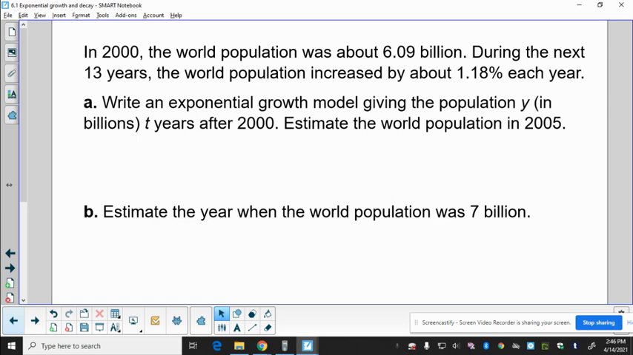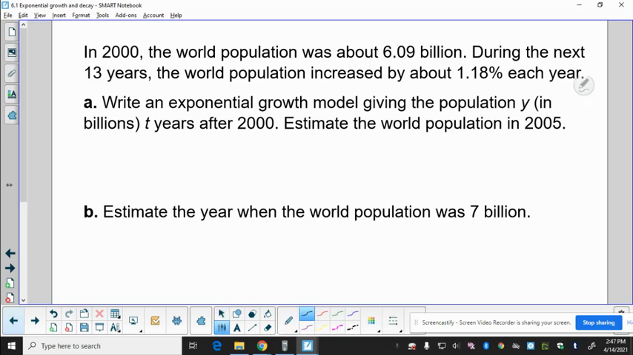Okay, in the year 2000, the world population was about 6.09 billion. During the next 13 years, the world population increased by about 1.18% each year. Part A, let's write an exponential growth model giving the population in billions for T years after the year 2000, and then estimate the world population in 2005. Okay, let's go ahead and try it.